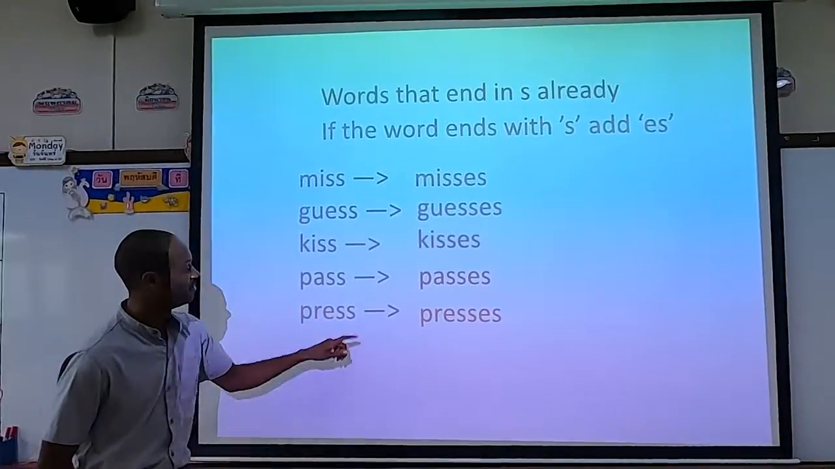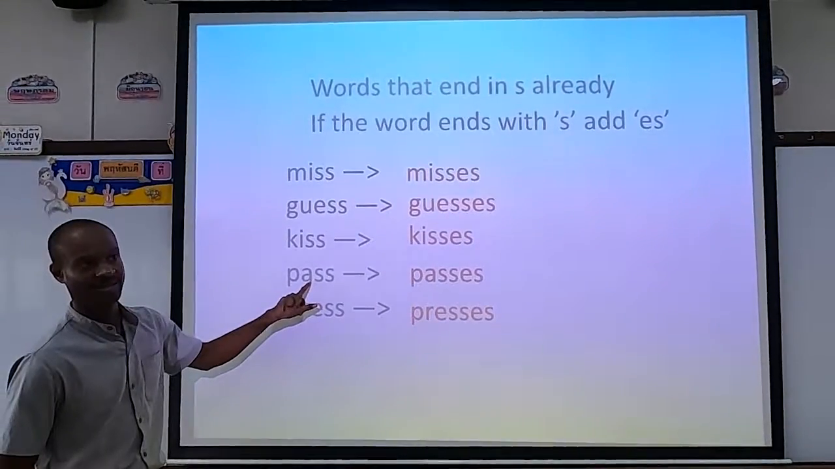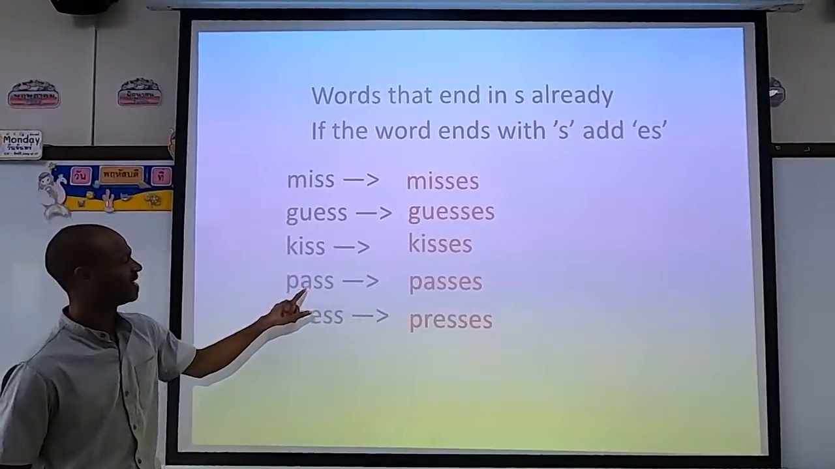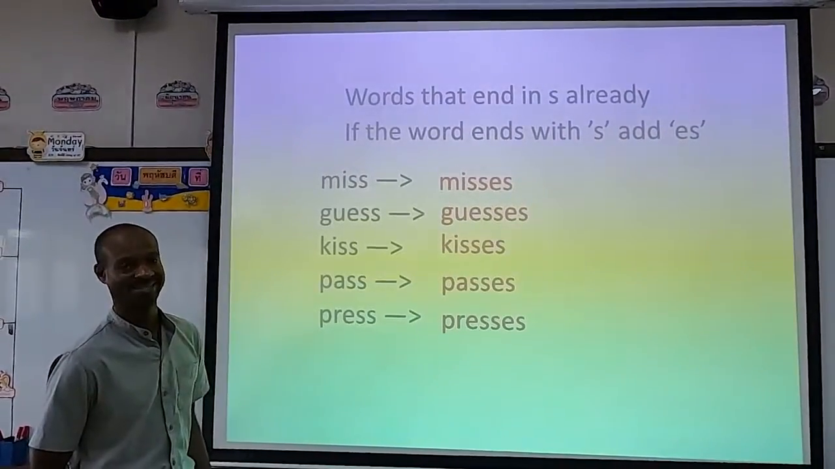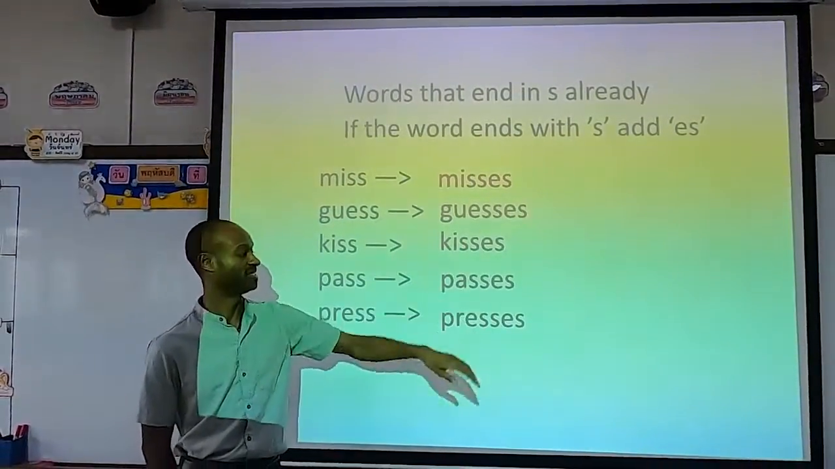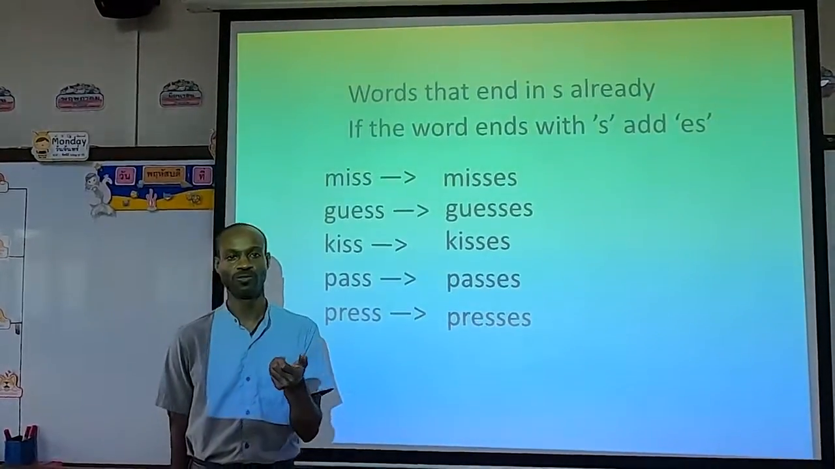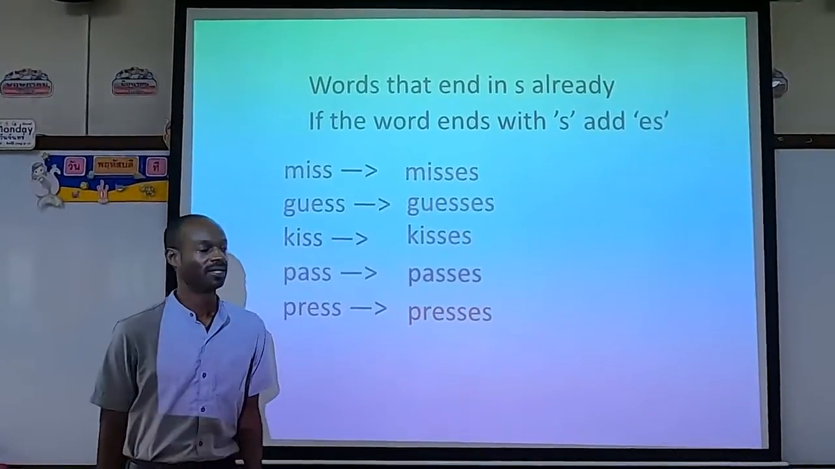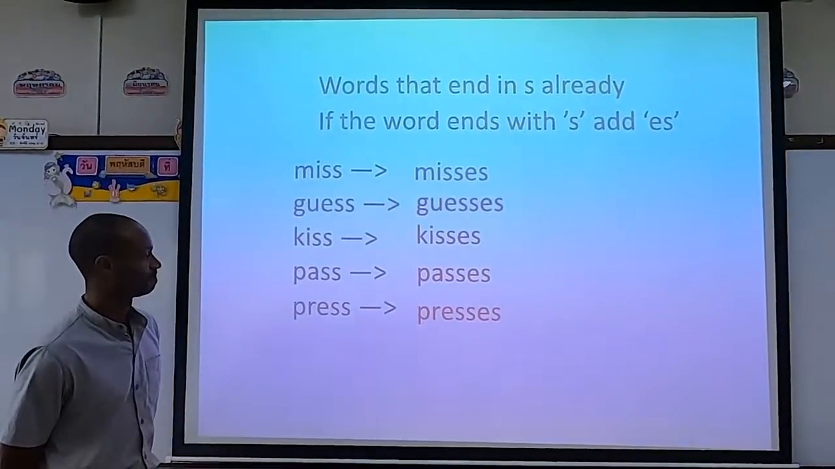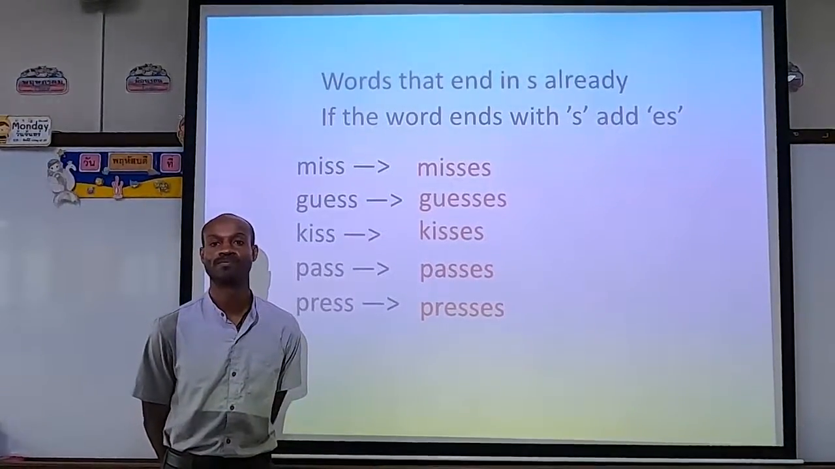Okay? So if I use the infinitive, the regular verb, I can say, I pass by the KFC every day. Right? Pass. But if it's he or she, he passes by the KFC every day. And press. Press is when you press the button. You can press the mouse or something like this. Okay? So press becomes presses.